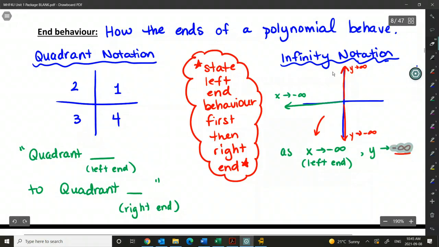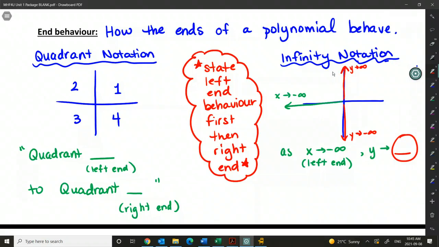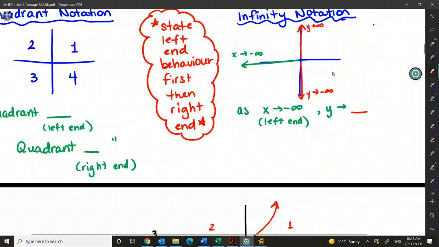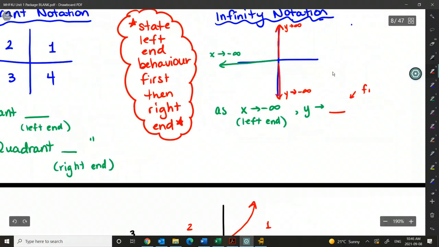So it seems complex, but really, the only thing I have to fill in is this space right here for both the left and right end. I'm either putting up, which is positive infinity, or down, which is negative infinity. So you fill in this part right here with positive infinity if your graph is facing up, or negative infinity if your arrow is facing down.